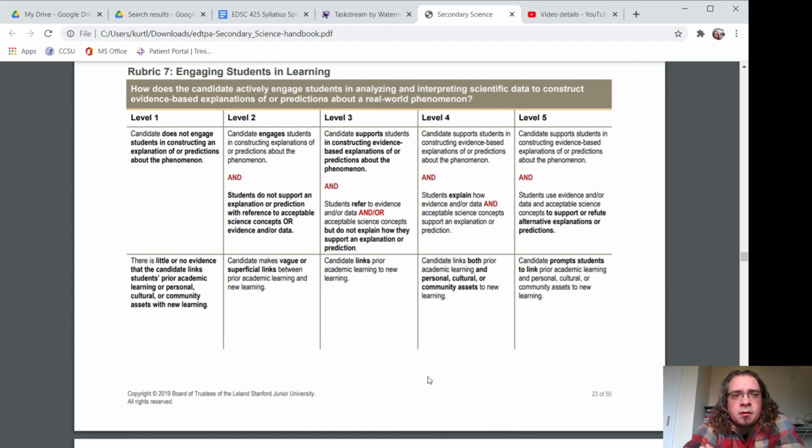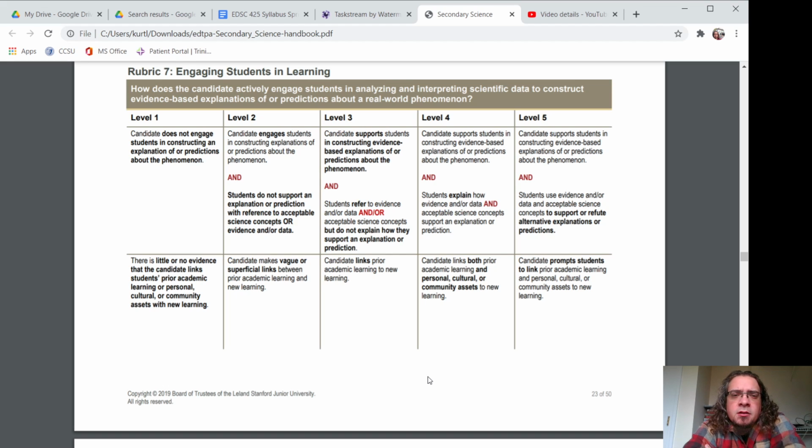7. How does the candidate actively engage students in analyzing and interpreting? There you go. Okay, so this is something that's very specific to science. But if we sort of look at this, you can see how it applies sort of more generally, right? This kind of thinking, analyzing, interpreting, predictions, evidence-based explanations, all of these definitely have a place in science. So they're very science content specific. But there's going to be elements in your rubrics that have their own content area specific thing going on.